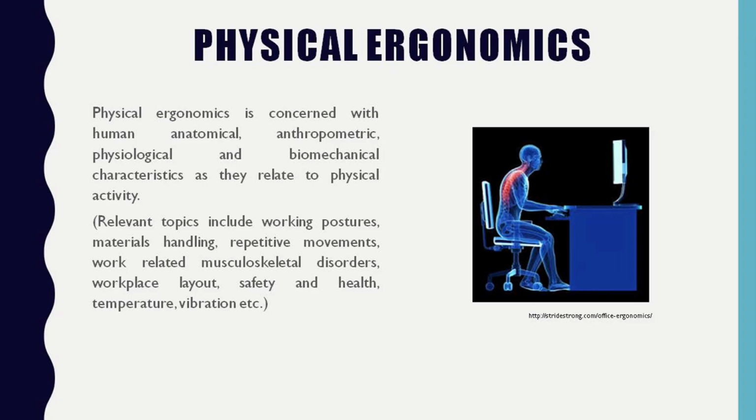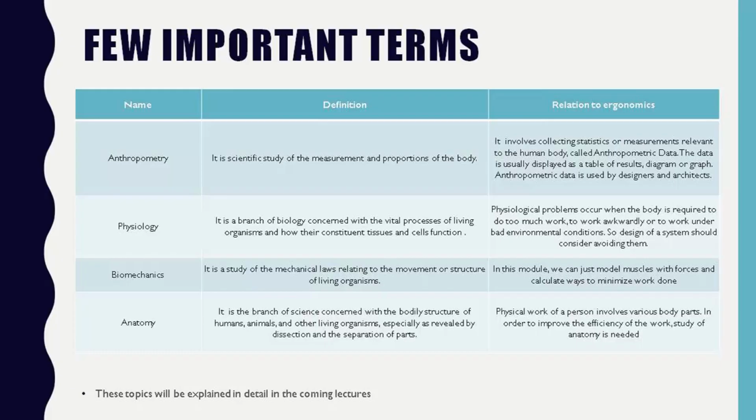Other physical efforts may include material handling, repetitive movements, work related musculoskeletal disorders, workplace layout, safety and health, and also temperature and vibration. All these sorts of physical efforts and related studies come under physical ergonomics. There are a few important terms which generally come under physical ergonomics: anthropometry, physiology, biomechanics and anatomy.